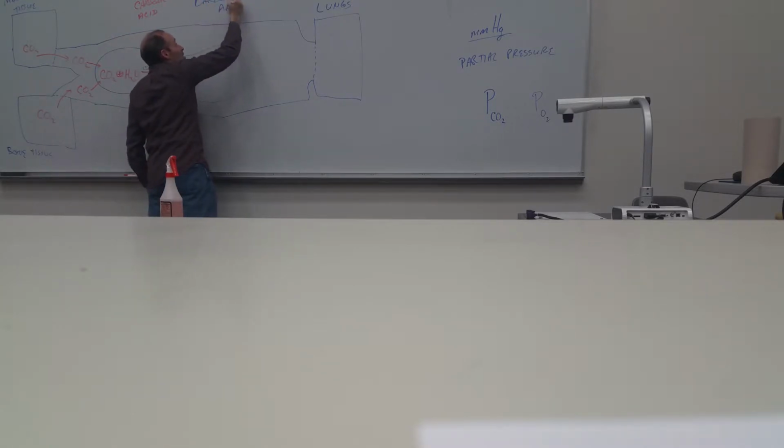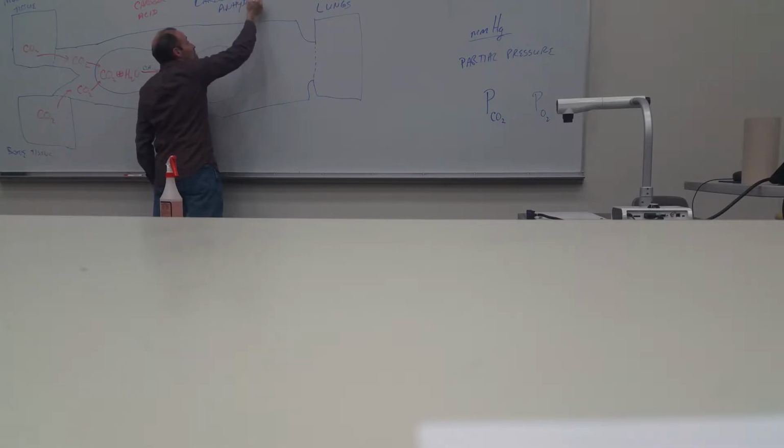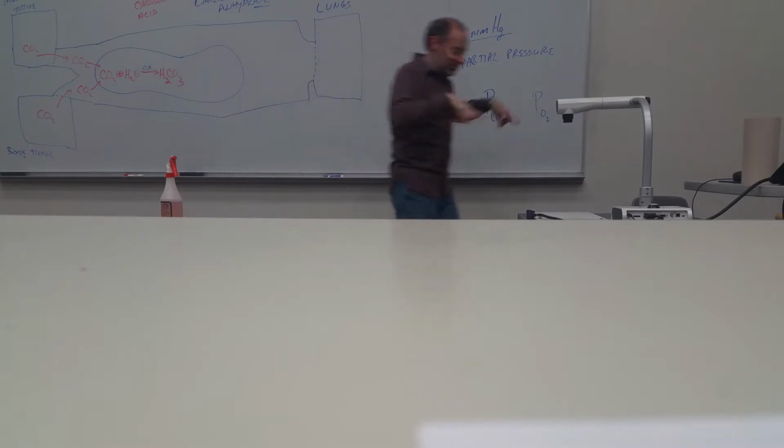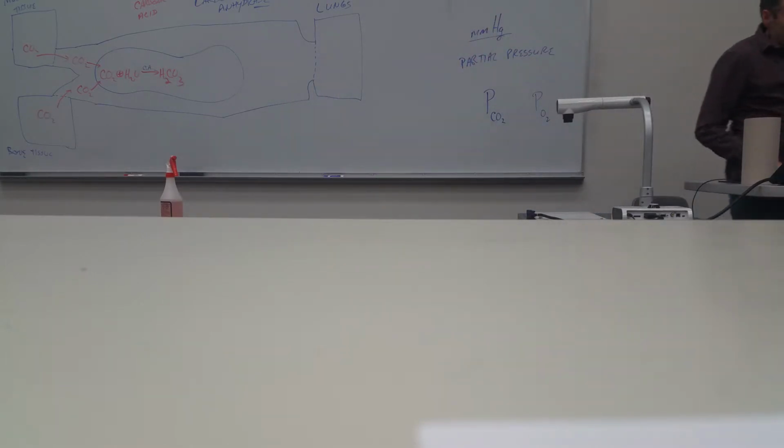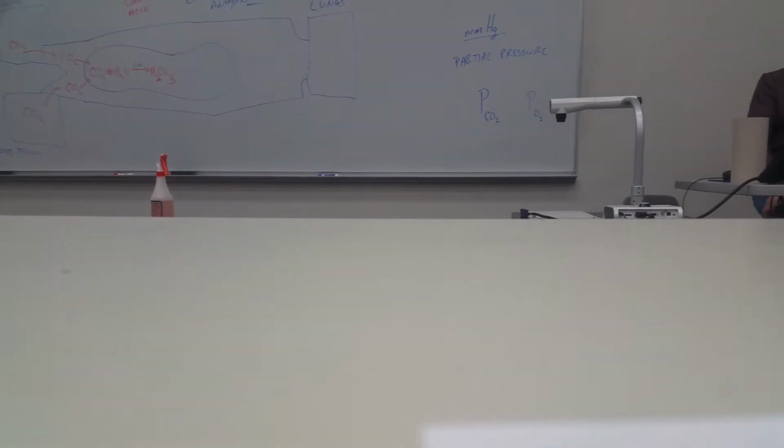Carbonic anhydrase. Ends in ASE, so it must be an enzyme. So, just to back up for a second. Your red blood cells have loads of this enzyme called carbonic anhydrase.